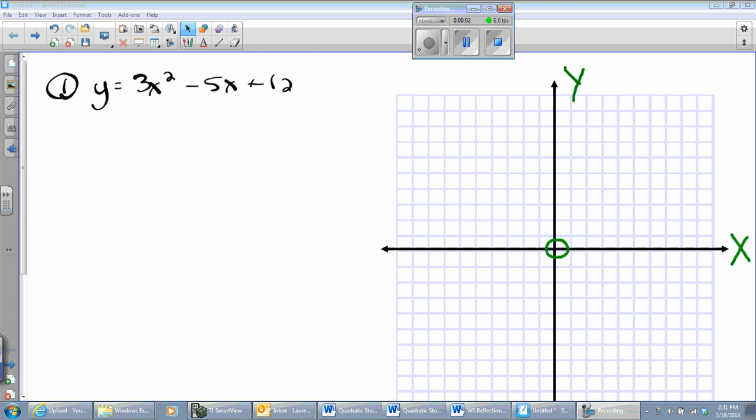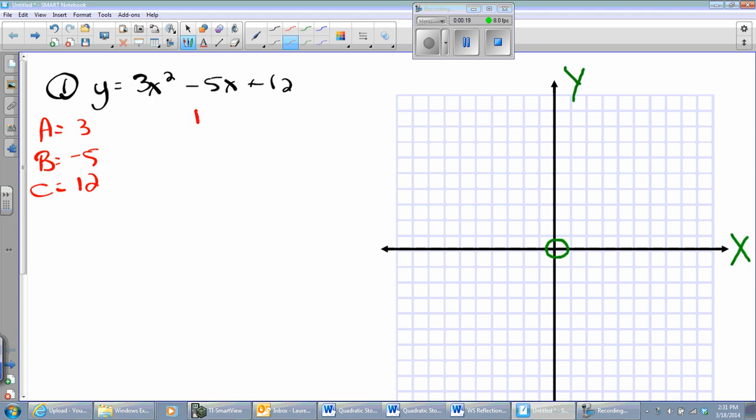Hello, algebra students. Mr. Lawrence here, and we are going to run through 3 really quick problems. Graphing quadratics. Remember, the first thing I want to do is find my discriminant. So I'm going to say A, B, C, easy as 3, negative 5, 12. And I'm going to use b squared minus 4ac.